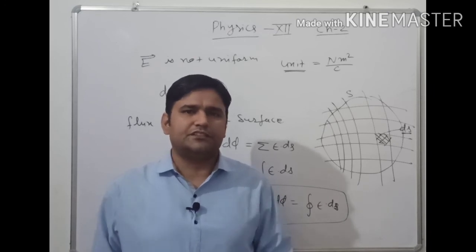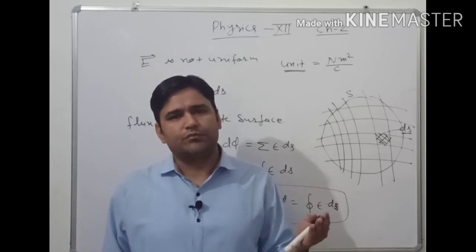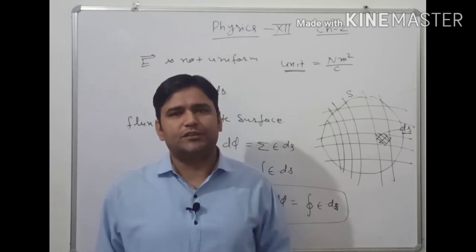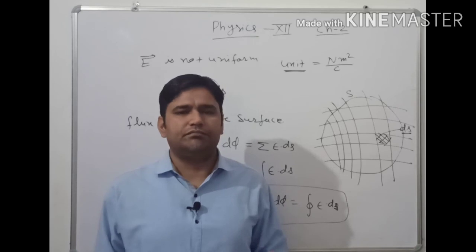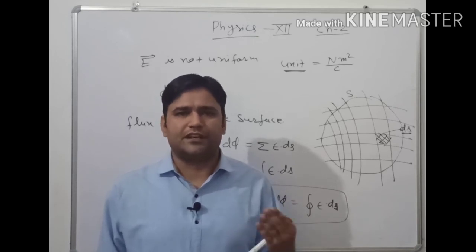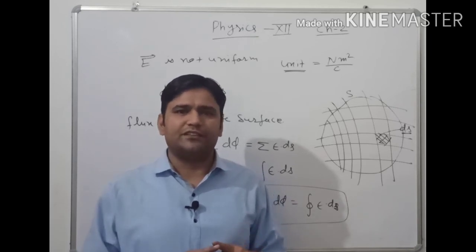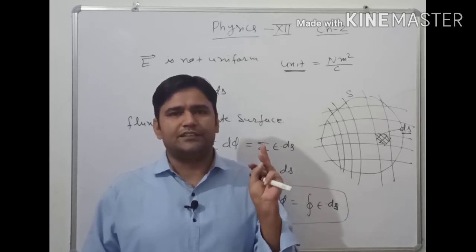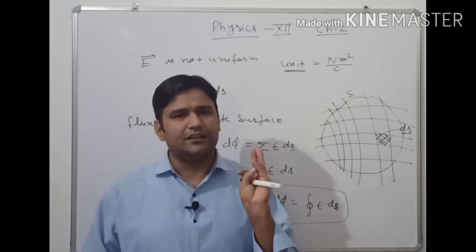And after that, we will move on to the Gauss law, the basic definitions of the Gauss law, and the proof of the Gauss law with the help of Coulomb's law. And after that, we will derive the expression for the electric field due to an infinite length wire, due to an infinite long sheet, due to a non-conducting sphere, and due to a conducting spherical shell.